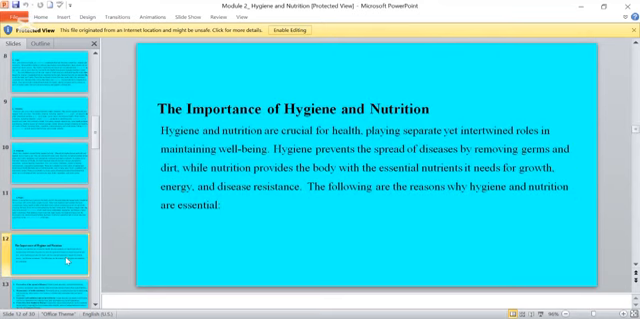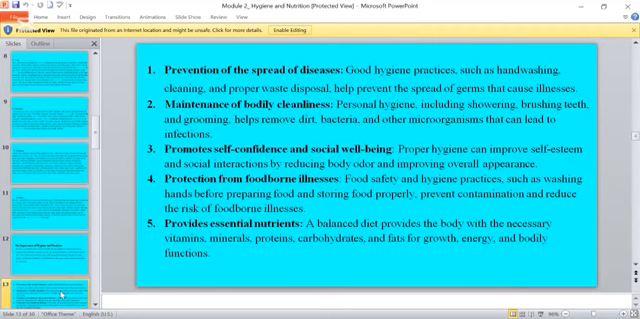Now let's look at the importance of hygiene and nutrition. Number one, we have the prevention of the spread of diseases. We have maintenance of bodily cleanliness. We have promotion of self-confidence and social well-being. We have protection from food-borne illnesses. We have provision of essential nutrients.